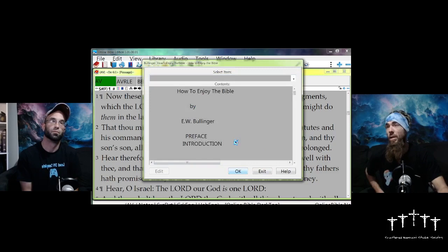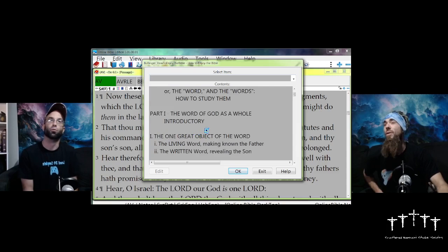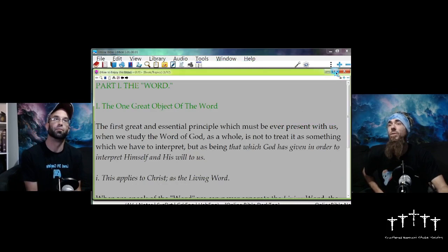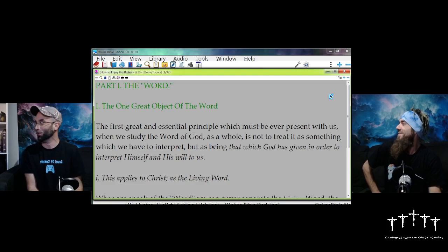Scroll down to part one, the Word. The one great object of the Word is where we're going to start on this one. I went way down. One great object right there. I'm going to click that and it's going to open it up. Remember, you can toggle with your arrow keys and scroll. And studio member, the iPad's right there as well if you want to look at that. You already know the password on that, and it should be on the page where we're picking up.